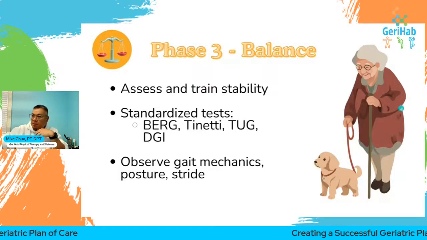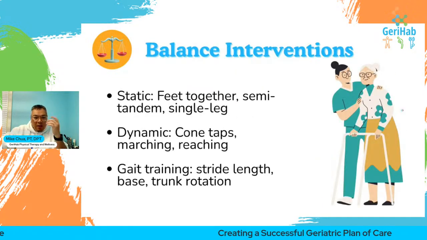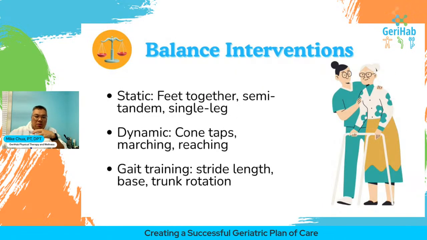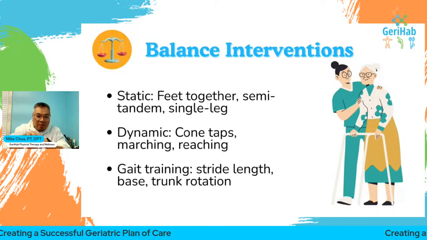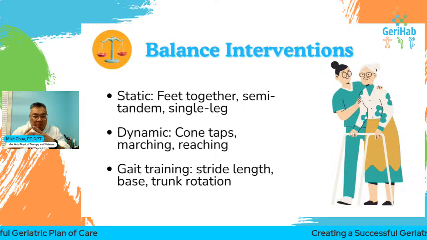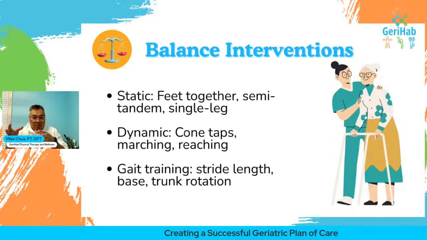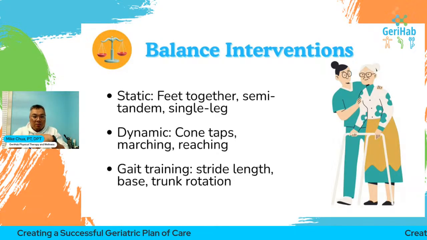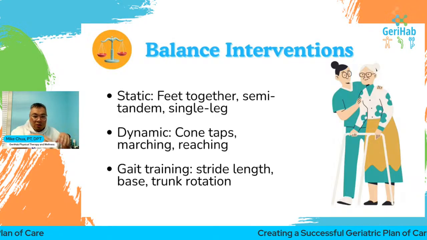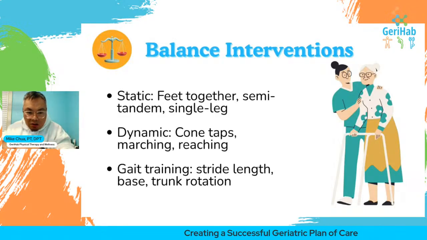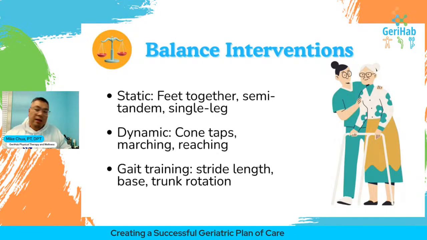Okay, all right. So again, some balance interventions that you can do. You can do static: feet together, semi-tandem, single leg. And again, that's part of your Berg balance and Tinetti test too. You can do dynamic balance interventions: cone taps, marching, reaching, and of course, gait training, stride length, widening the base of support, and trunk rotation. Not just the trunk rotation, but also the head rotation.